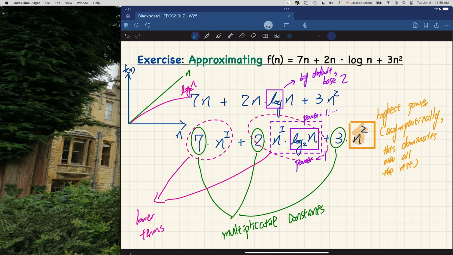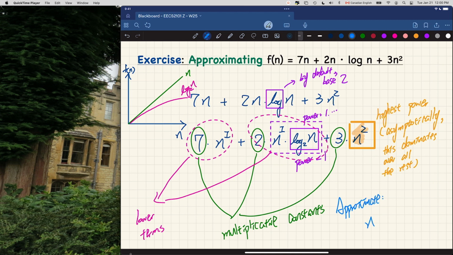To approximate this function, that's really the thing we want to do. Number 1, you can drop all the lower terms. Number 2, you can also drop the multiplicative constant for the highest term. So all we get is, we can approximate this as n squared. That's how you approximate.